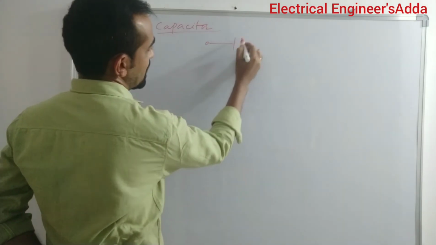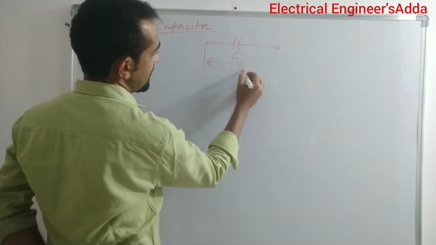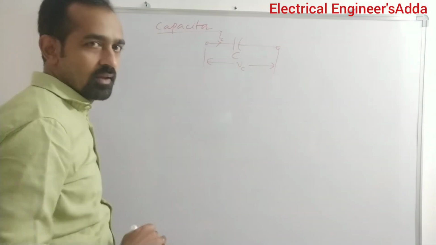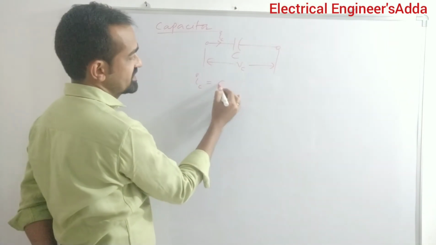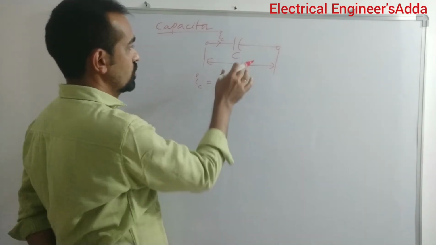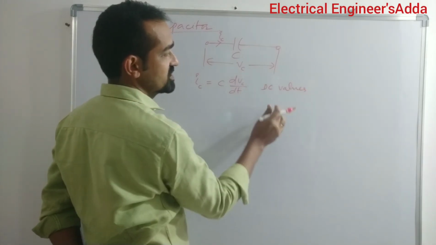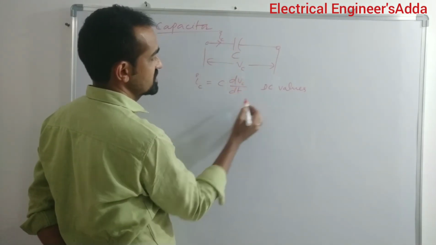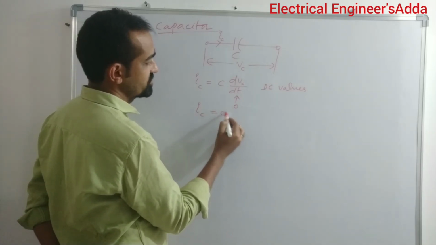Here, this is the circuit symbol of a capacitor. This is represented by C. The voltage across this capacitor is VC and the current flowing through it is IC. The current flowing through this capacitor is IC is equal to C into dVC by dt. If these voltage and currents are DC values, meaning they are constant, then the differentiation of this constant becomes 0. So IC is equal to 0.